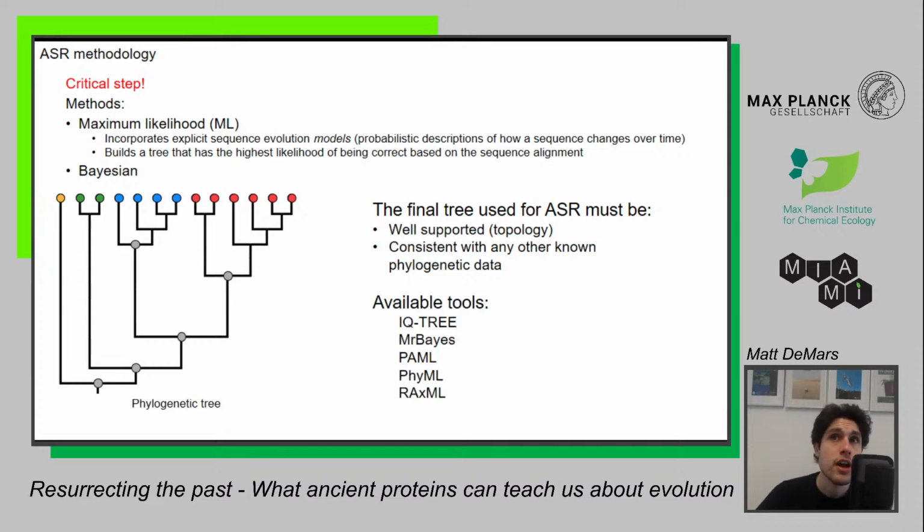Again, there are a number of online available tools for this, very popular ones like IQ-Tree, which I use. MrBayes is a state-of-the-art Bayesian tool that you can use. Other softwares like PAML, PhyML, RAxML, these are all, again, maximum likelihood methods that are popular and very good for this.